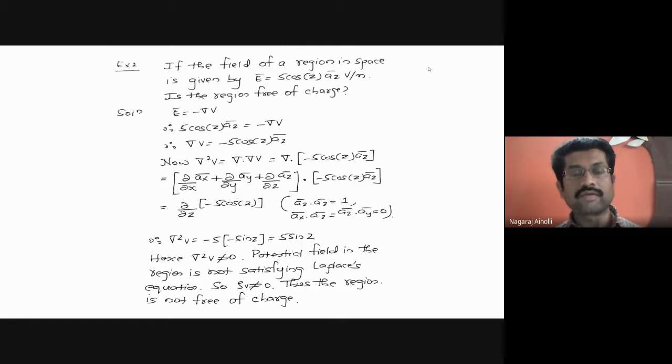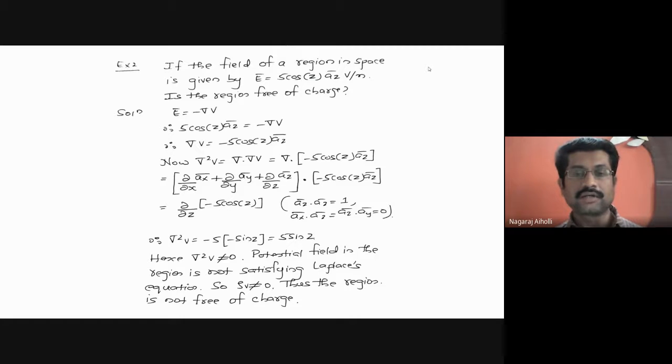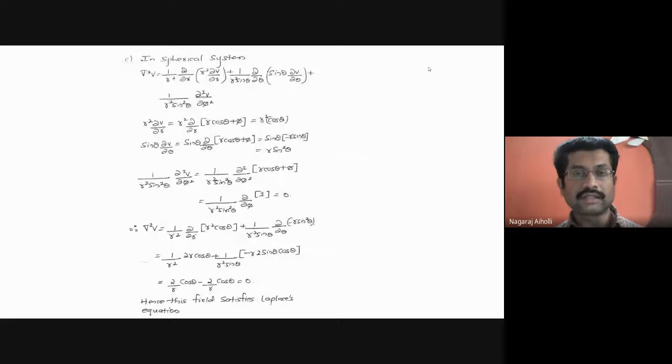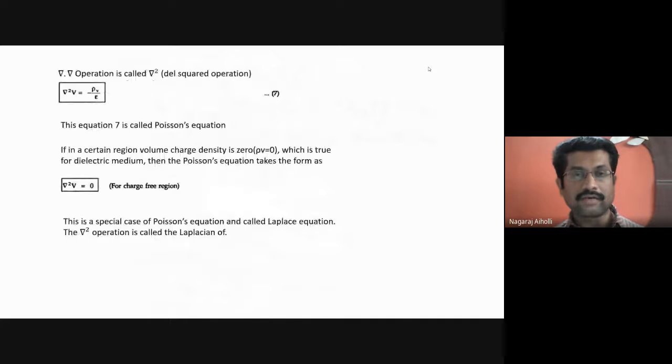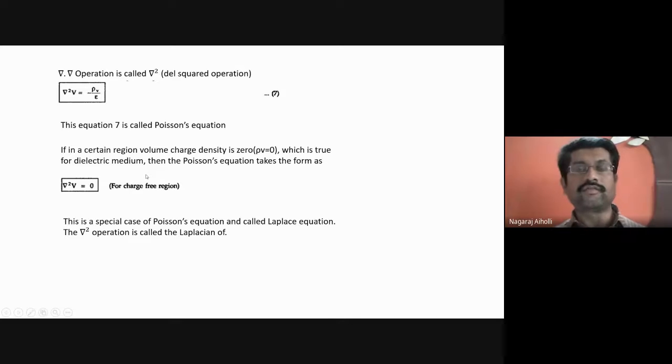Now, if the region is free of charge, when will it be free of charge? When will the region be free of charge, friends? Whether for a conductor it will be free of charge, or for an insulator, dielectric? For the insulator, it will be free of charge, is it not? It is the equation that we have derived for the Poisson and Laplace equation. What have we considered there? The region free of charges, right? If it is a dielectric medium or an insulating medium, then it does not consist of free charges. They are all bonded to each other.